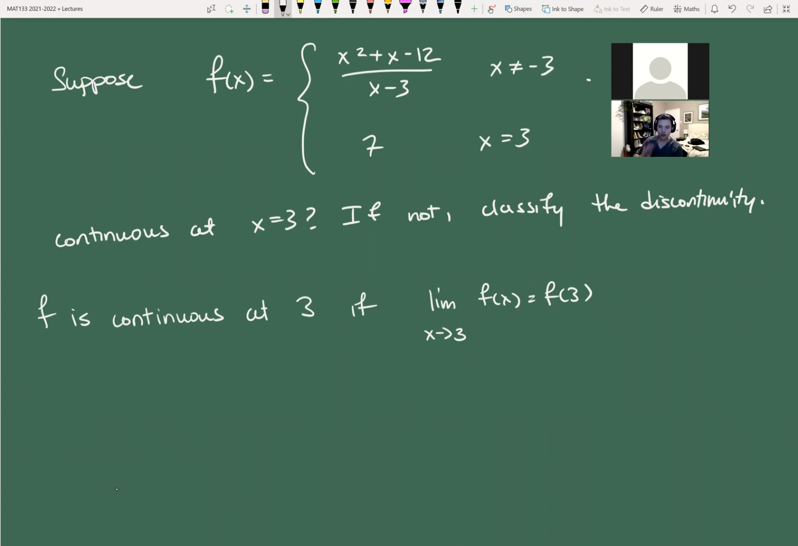Now, what is f of 3? According to the problem, 7, right? The function says when x is equal to 3, that it's 7. Oh, sorry, yeah, positive 3. Yeah, thank you, Ariana. Okay, so everyone's good that f of 3 is equal to 7. So what we want to do is compute this limit. If the limit exists, great, and if it's equal to 7, then we're continuous. If it's not equal to 7, then we're not continuous. So now we need to compute this.